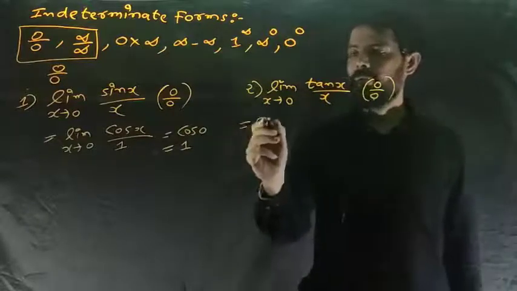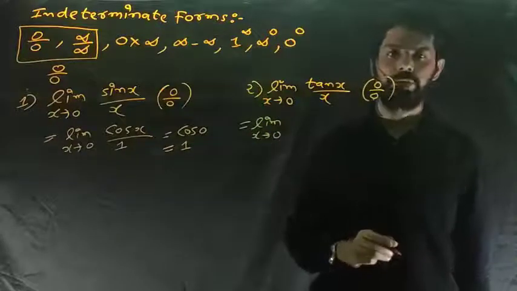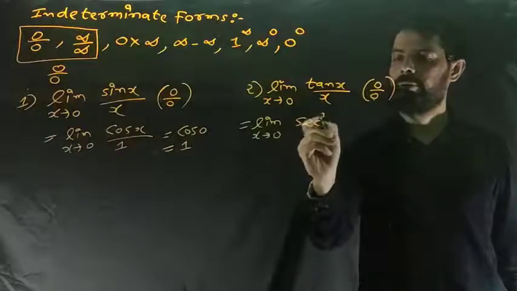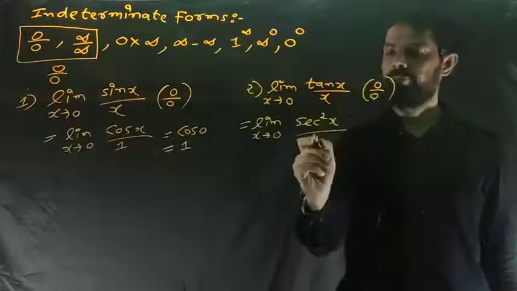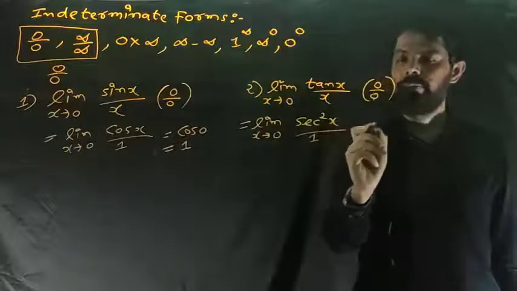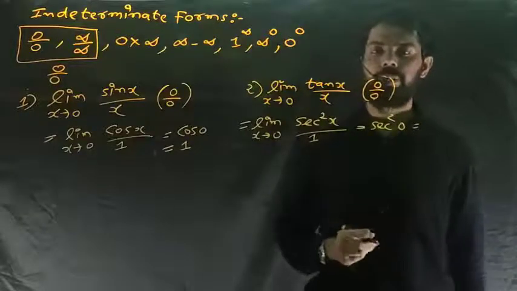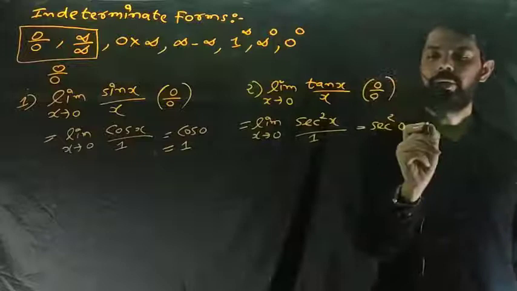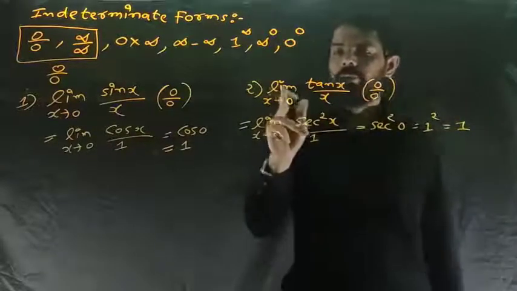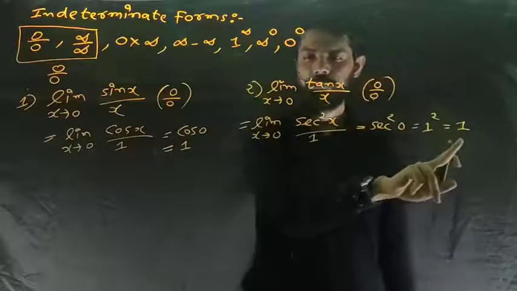So by L'Hôpital's Rule, we have to take the derivative of numerator and denominator individually. The derivative of tan x is sec square x, and the derivative of x is 1. Now we replace x by 0, so it will be sec square 0, and the value of sec 0 is 1 because the value of cos 0 is 1. So it will be 1 square, which is 1. So limit x tends to 0 of tan x divided by x is equal to 1.